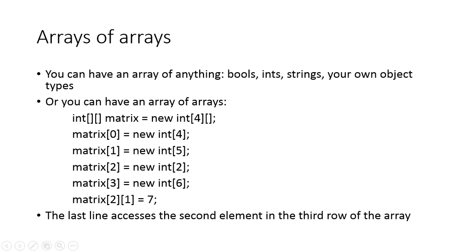So matrix[0] equals new int[4]. This gives a row of size 4. Matrix[1] equals new int[5], gives a row of size 5, and so on. And this last line is accessing the second element in the third row of the array. So it accesses the third row of the array, 0, 1, and 2 is the third row. And then 0, 1, that's the second element, and it's setting that second element to 7.